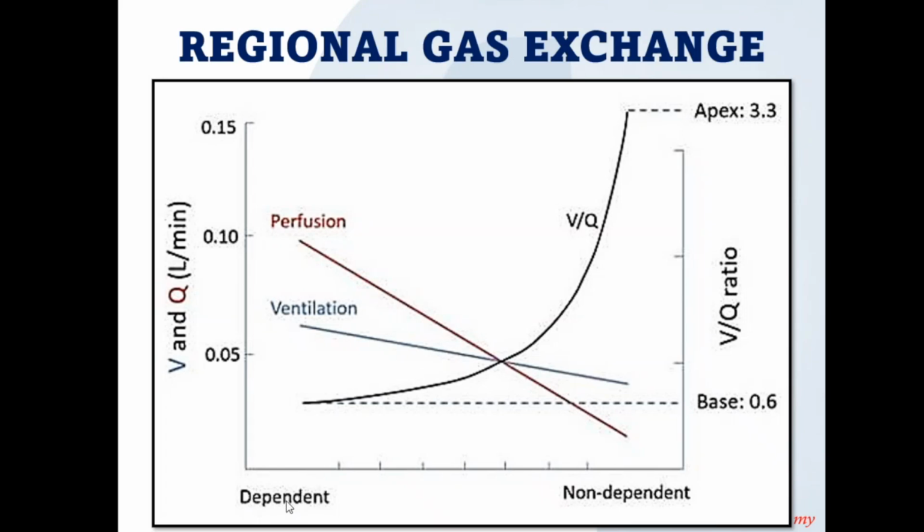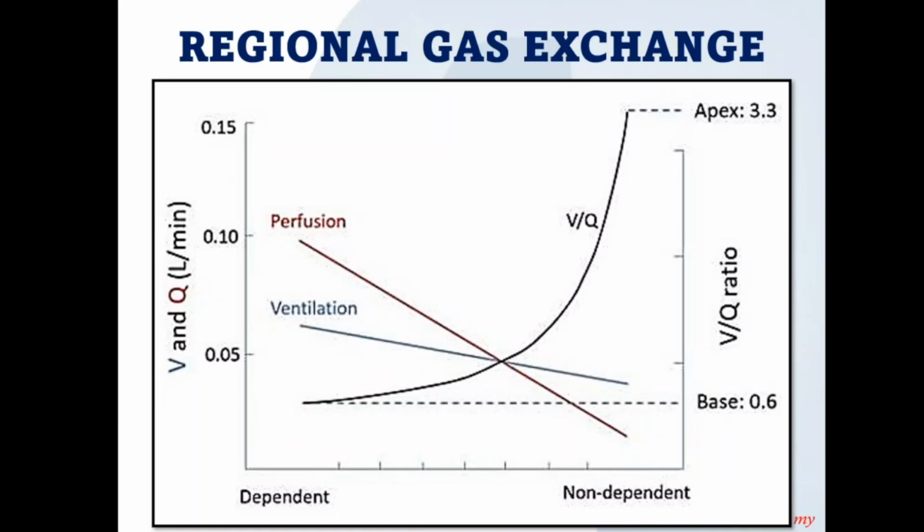In a patient, dependent to non-dependent, let's say the patient is lying in a left lateral position. So the dependent part will be your left side, and your right side will be non-dependent. We can see that your ventilation, of course, increases from the non-dependent to the dependent part. But the increase in ventilation is not as significant as the increase in your perfusion. The dependent part or the lower part, in an erect position the base, is whichever is lower than the heart.